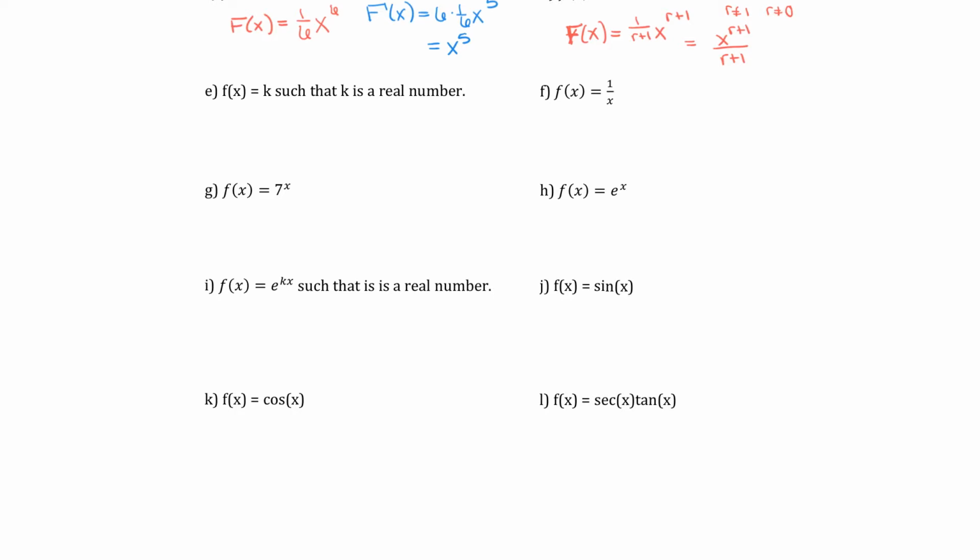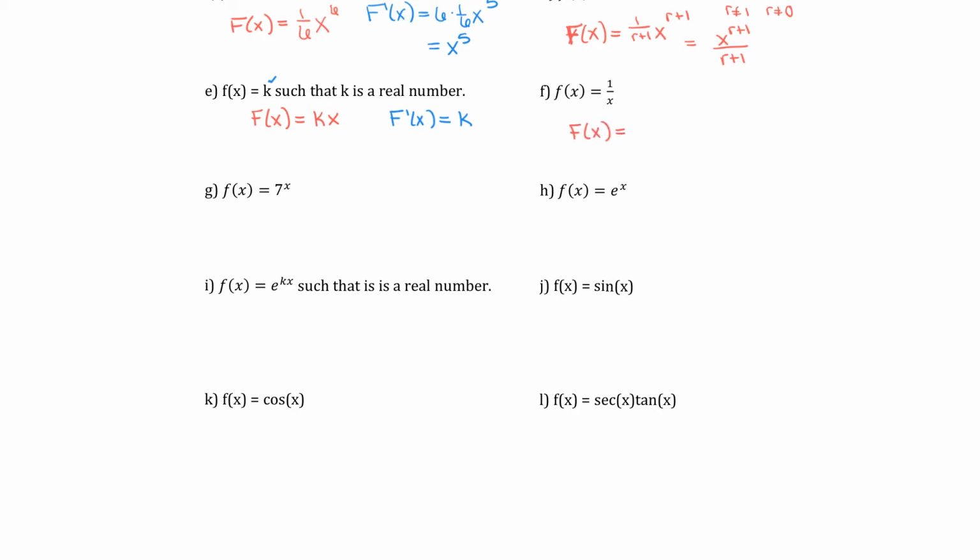Well, there, big F of x, the antiderivative, is just going to be k times x, because I know when I take the derivative of kx, I would just have k. So that would be the antiderivative. What about f of x equals 1 over x? Well, I noticed that that is the derivative of natural log of x.